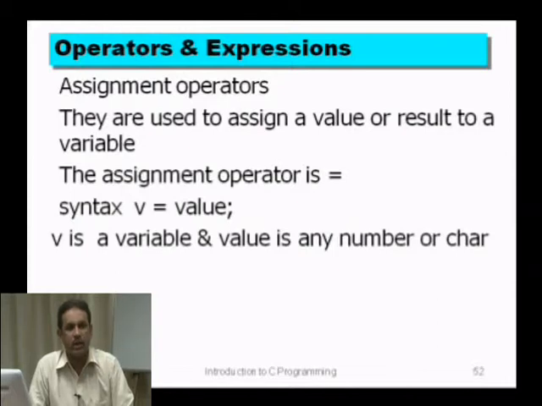The assignment operator is the single equal to sign. The syntax is V is equal to value, where V is any variable, for example I is equal to 10, or sum equal to 0, or total equal to 0, and so on. V is a variable and value is any number or character.